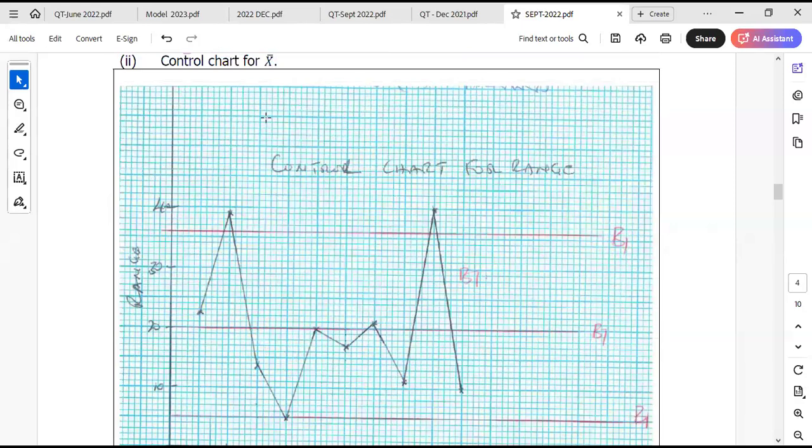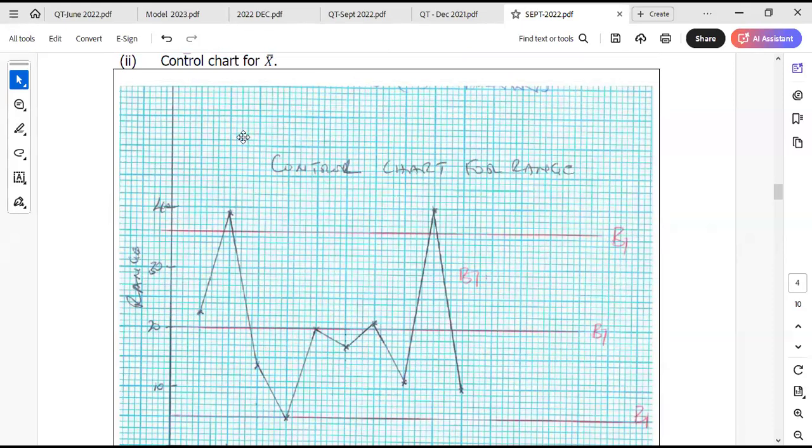So colleagues, that's all. Next time we'll look at the proportion chart, as we introduce another topic. Isn't it? Thank you.